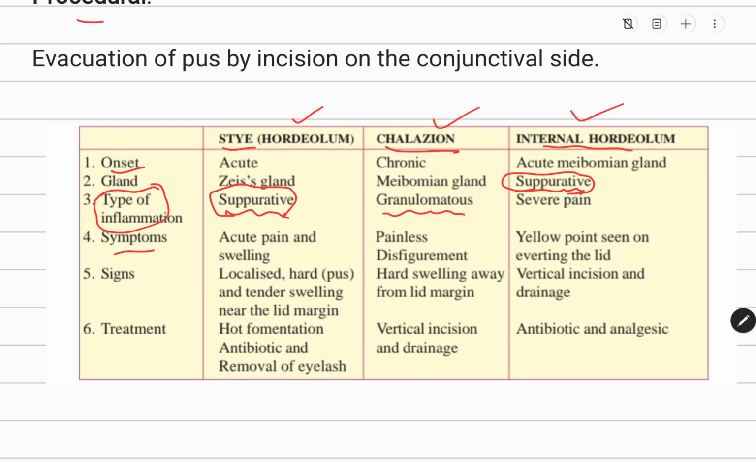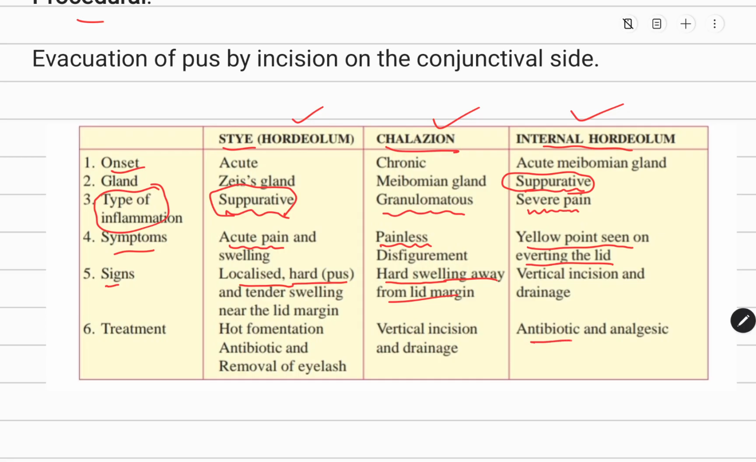Okay, the other thing is symptoms. There is presence of acute pain in stye. In the case of internal hordeolum there is also presence of severe pain, but in case of Chalazion it is painless. The other thing are signs like localized hard swelling with presence of pus, but in case of Chalazion it is hard swelling away from the lid margin, and there is not pus present in many cases. And in case of internal hordeolum, a yellow point is seen on everting the lid.